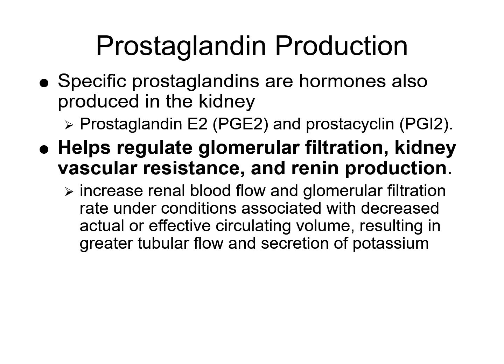If you have an increase in the renal blood flow and the glomerular filtration rate is associated with decreased or actual circulating volume, the prostaglandin will cause increased tubular flow and secretion of potassium. So prostaglandin production is important.